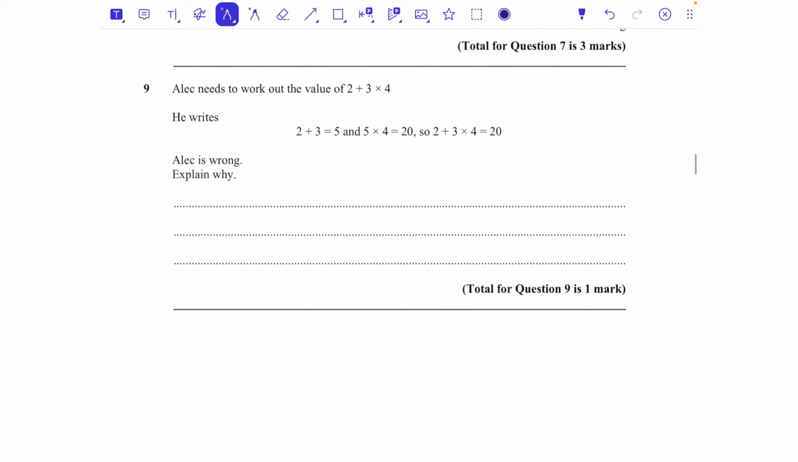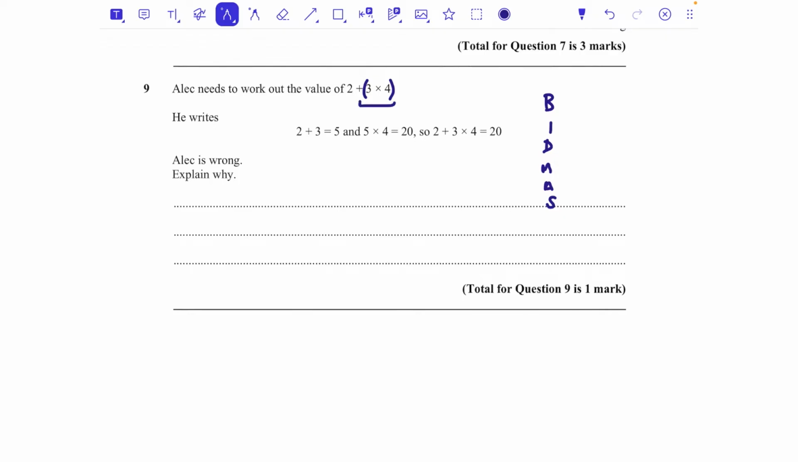Question number 9. Alec needs to work out the value of 2 add 3 times 4. He writes 2 add 3 is 5, and then 5 times 4 is 20. So 2 add 3 times 4 is 20. Alec is wrong, explain why. So he needs to have done the 3 times 4 first. So with BIDMAS, we know we do brackets first, then indices, then divide, multiply, then add, subtract. So because there is a multiplication, we need to do that part first.